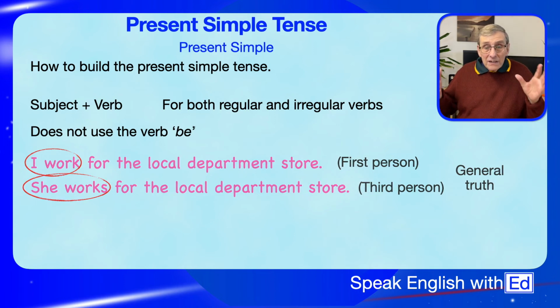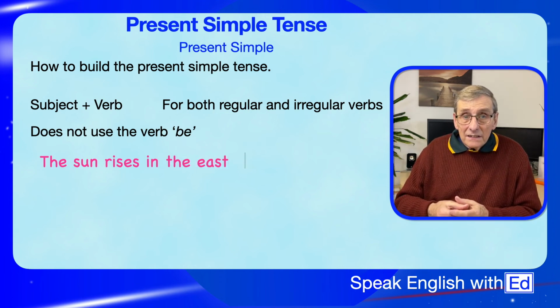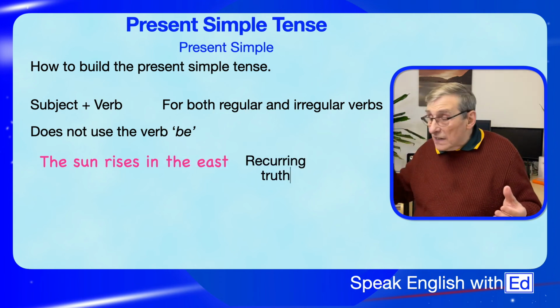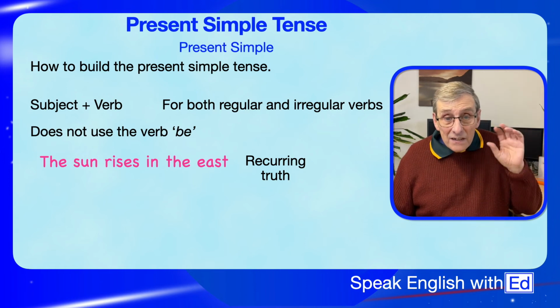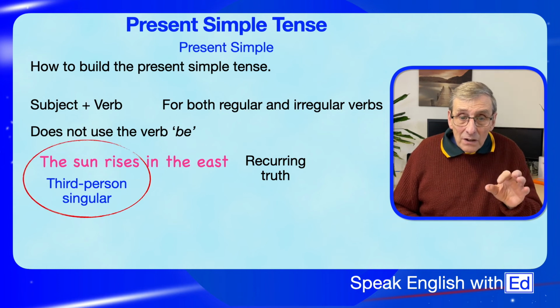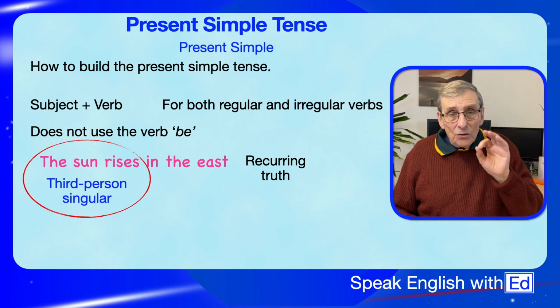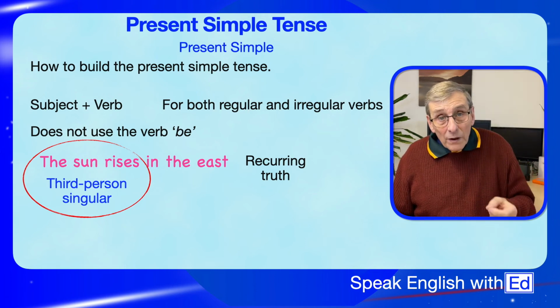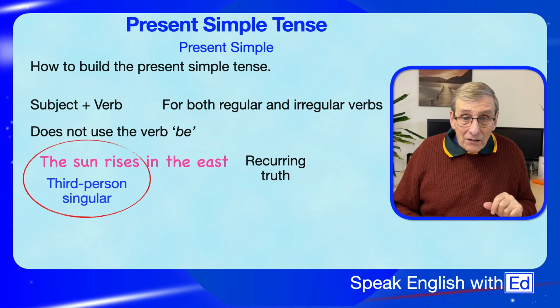Another one here. This is a recurring truth. The sun rises in the east. We've said it. The sun rises in the east and it's going to rise again tomorrow. So we use exactly the same. In this case, the sun is a noun, but it's a third person singular noun. So we have to put in the appropriate verb form, and that's got an S on the end of it.